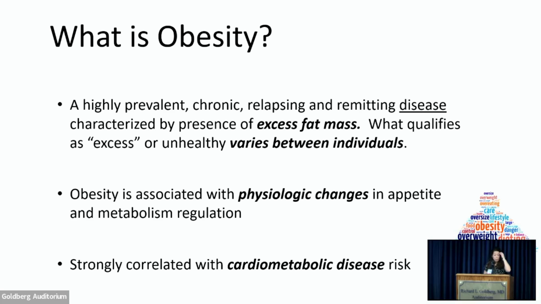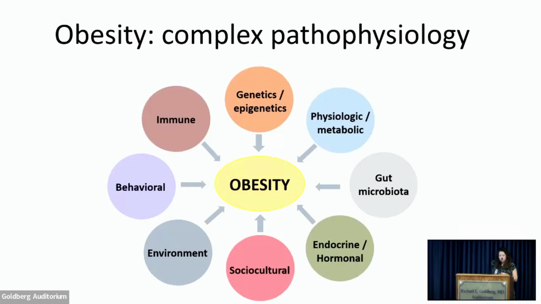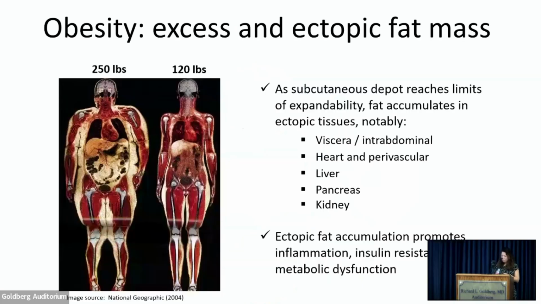Obesity is associated with physiologic changes in appetite and metabolism regulation. This is a chronic disease, and it's strongly correlated with cardiometabolic risk. There are numerous factors that contribute to the development of obesity, including genetic factors, some things that we can't modify, but then there are plenty of behavioral and environmental and social factors that patients do have the opportunity, and we as clinicians have the opportunity to intervene upon.